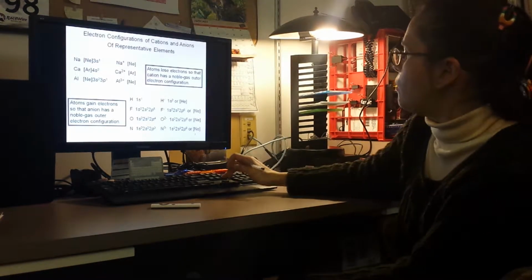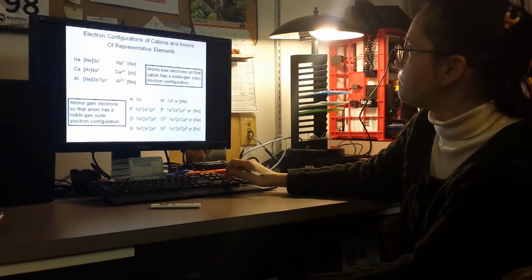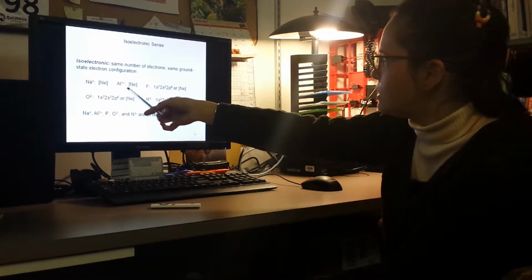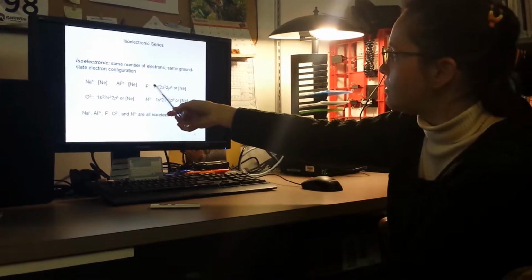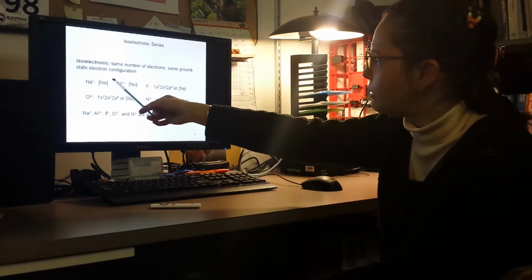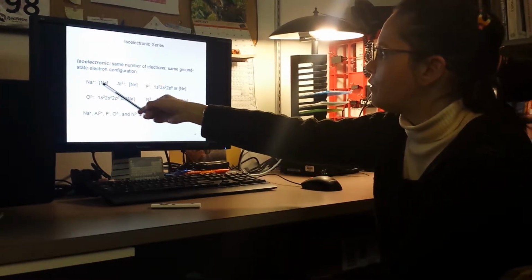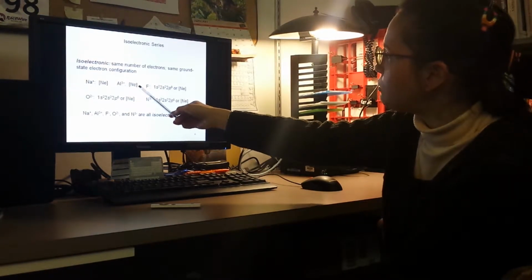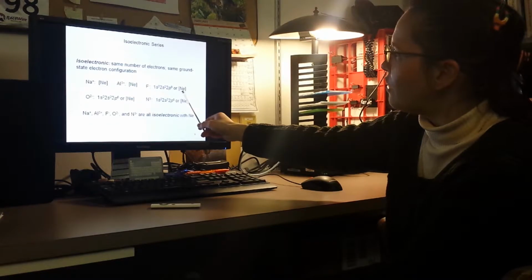So we call those isoelectronic series, as this shows here. So this actually has all of the different series members written out. So here we have neon, so sodium plus is going to have the neon configuration. Al3+ will be the same as neon, F minus.